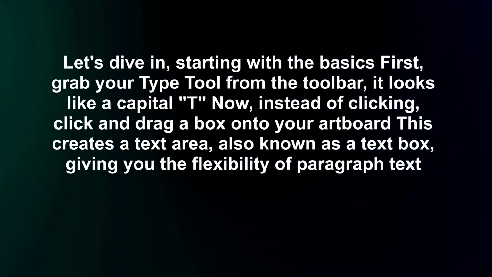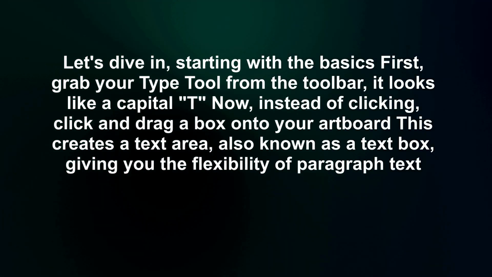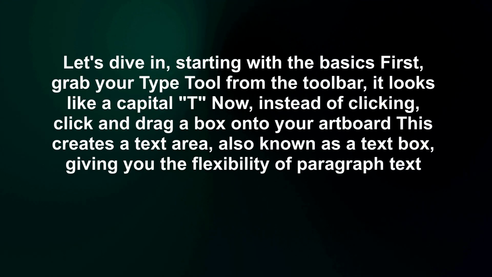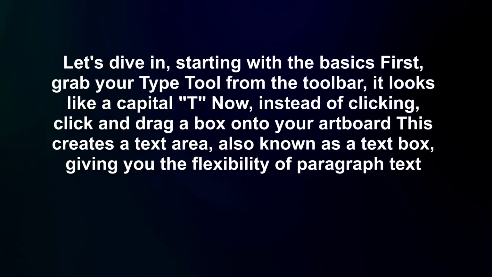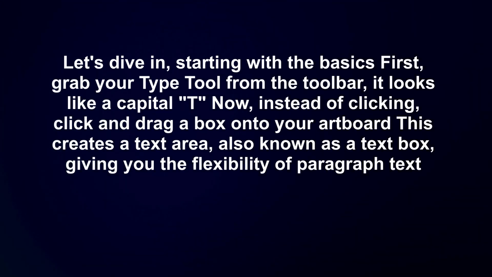It looks like a capital T now. Instead of clicking, click and drag a box onto your artboard. This creates a text area, also known as a text box, giving you the flexibility of paragraph text.